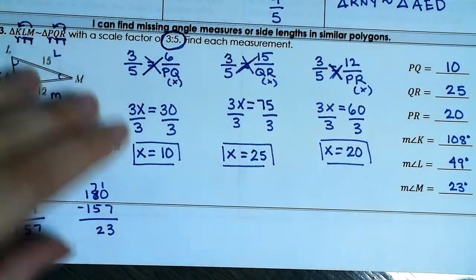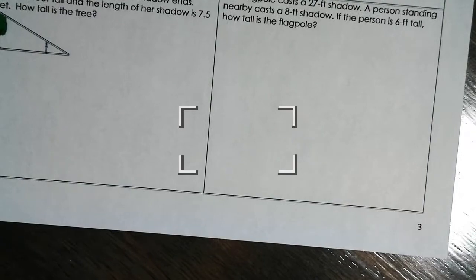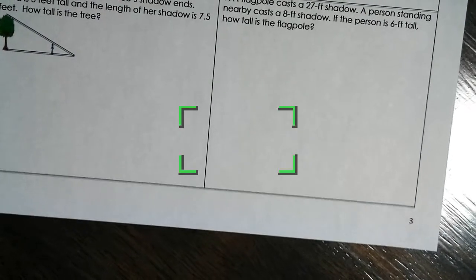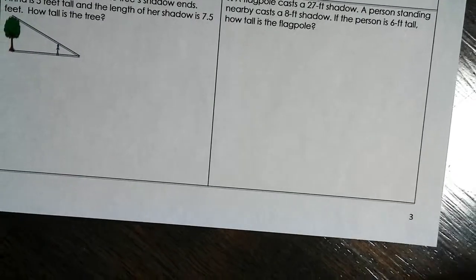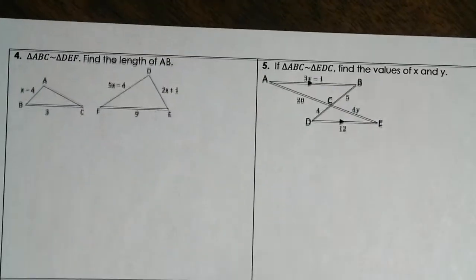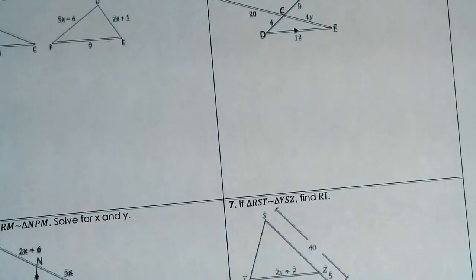So corresponding angles are congruent, corresponding sides are proportional. We're going to use that information to help us with some of these problems here. I believe most of these we're going to be finding missing sides. So again, you have to remember that corresponding sides are proportional. So if we're looking for missing sides, we're always going to be setting up a proportion.